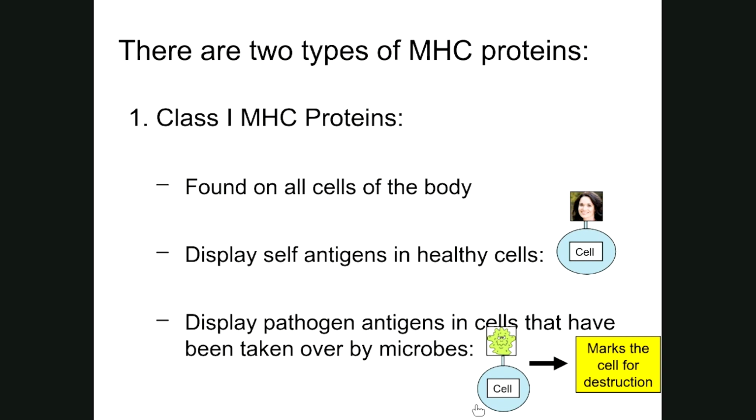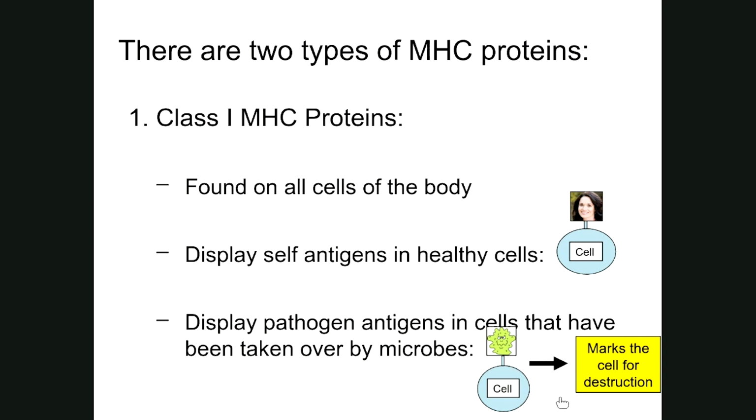So that when an immune system cell crawls over it, it's going to see, hey, this is not self. This looks different from what should be displayed on class 1 MHC in a healthy cell. And that's going to let the immune system know this is a cell that has been taken over. This is a cell that's not healthy.